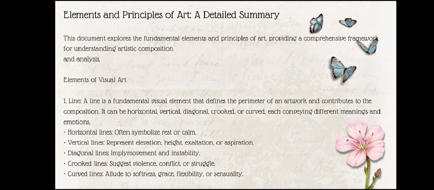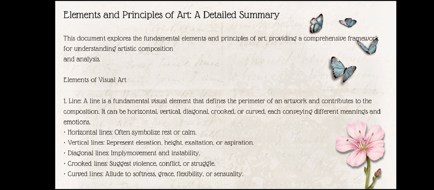So, first is the horizontal line. Horizontal lines often symbolize rest or calm. So, examples are a sky painting or a sea painting. Those are examples of horizontal lines. The horizontal lines create a sense of stability and peace. It is a flat landscape.